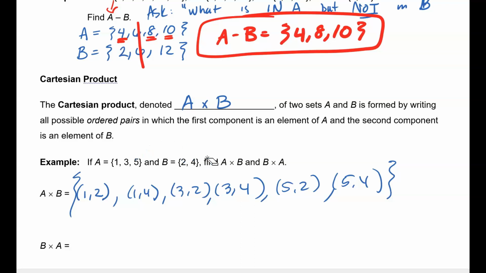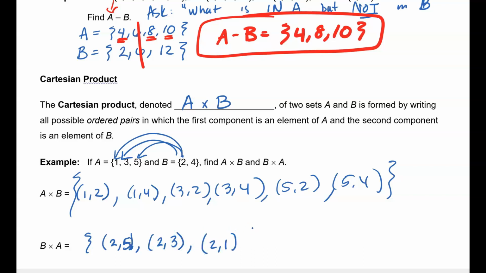When you do B times A, it's going to be the other way around. So you're going to start with an element of B. Let's start with 2, and it doesn't matter, you could start with 2 or 4. You'll get it right either way. You start with 2 and you match it up with all of the numbers in the other set. So we've got coordinate pairs 2, 5, 2, 3, and 2, 1. And then we're going to do 4, 5, 4, 3, 4, 1.